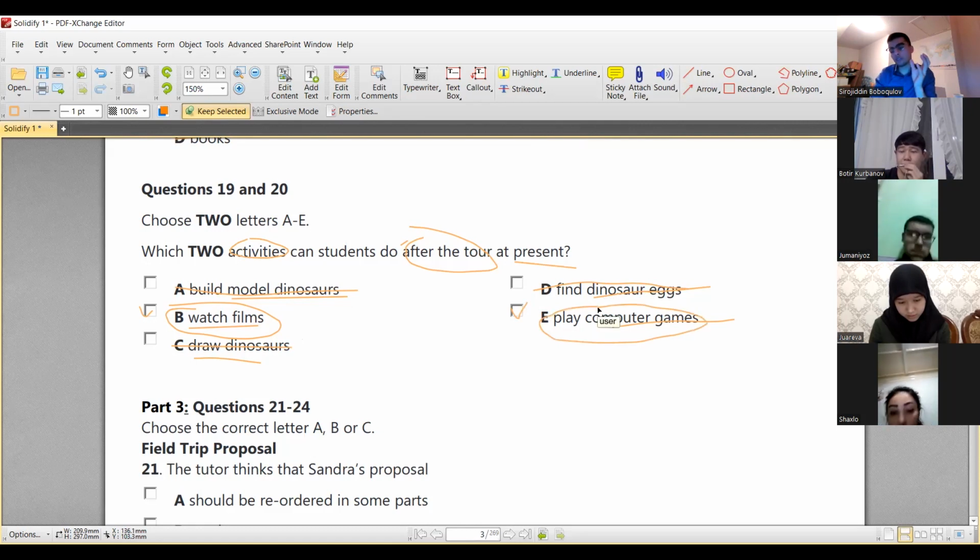So I think you generally got the idea why I chose E and B, because, well, they said watching films. I've explained at the beginning, she said students can watch dinosaur films, it's always played. And then the second thing was, she said, we had a room where they could build model dinosaurs, draw them, and even find their eggs. However, in a recent storm, the room was badly damaged. Now you cannot use it. So they can play computer games in our IT room. So the correct answer is going to be E.